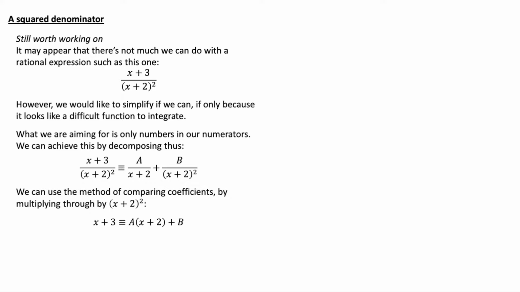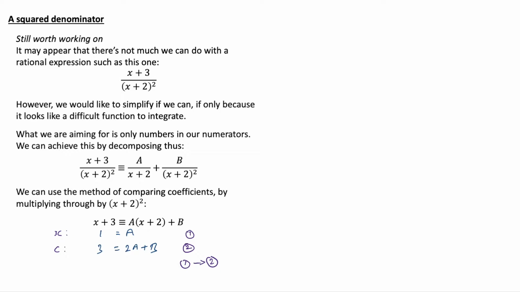We can use the method of comparing coefficients. If we multiply through by x plus 2 squared, we get x plus 3 is the same as A times x plus 2, because obviously only one of the x plus 2 squareds cancels with the x plus 2 on the bottom of the A over x plus 2 fraction, plus the B, the x plus 2 squared cancels away altogether. This gives us, for x, we have 1 equals A, so that's nice and easy. And for the constant, we have 3 on the left-hand side is equal to 2 times A plus B.